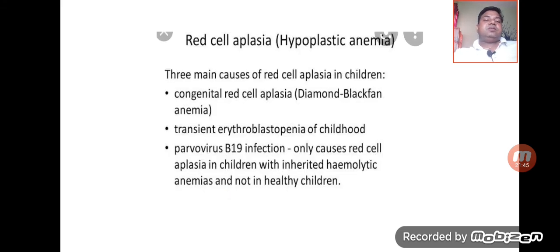Apart from this, marrow suppression is also seen in red cell aplasia. There are three main causes of red cell aplasia in children: congenital red cell aplasia, seen in Diamond-Blackfan anemia; transient erythroblastopenia of childhood; and parvovirus B19 infection, which causes red cell aplasia only in children with inherited hemolytic anemias and not in healthy children. So these are a few causes of hypoplastic anemia.